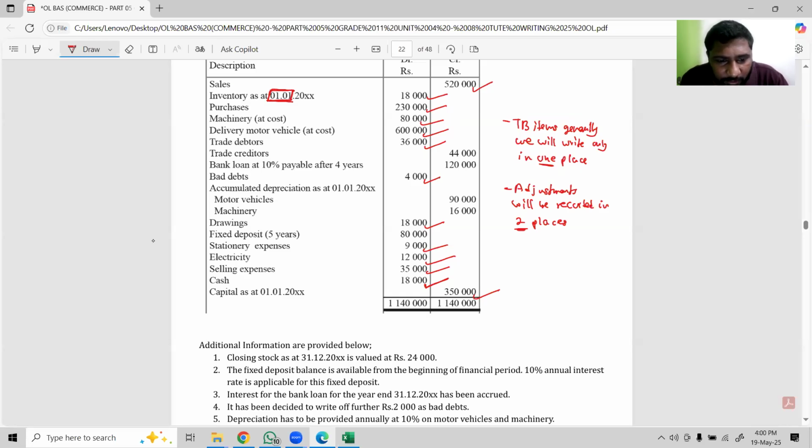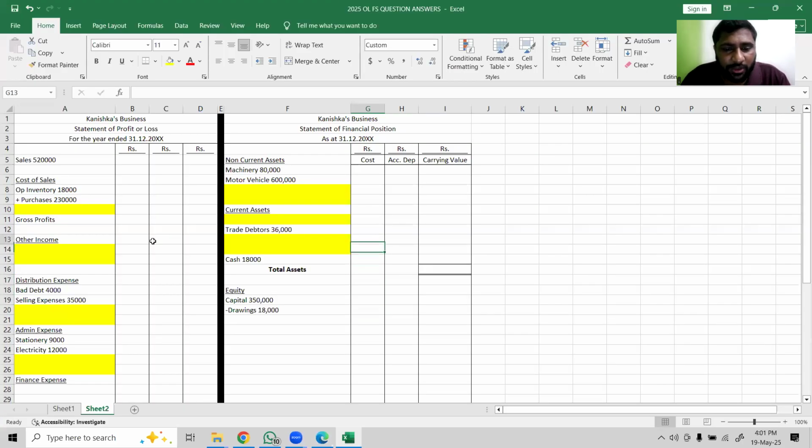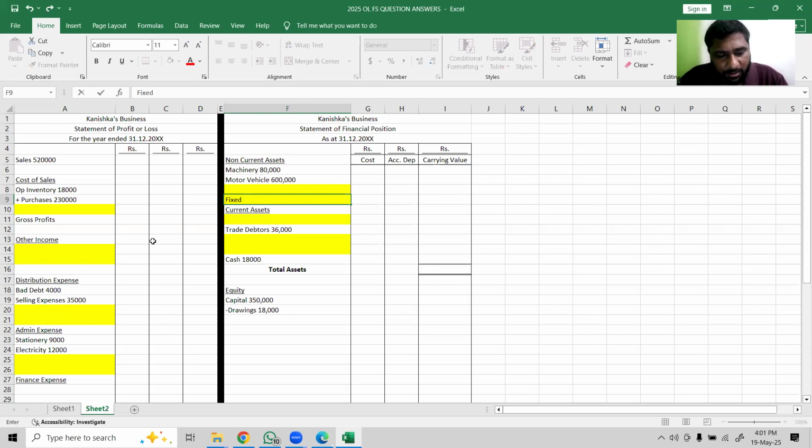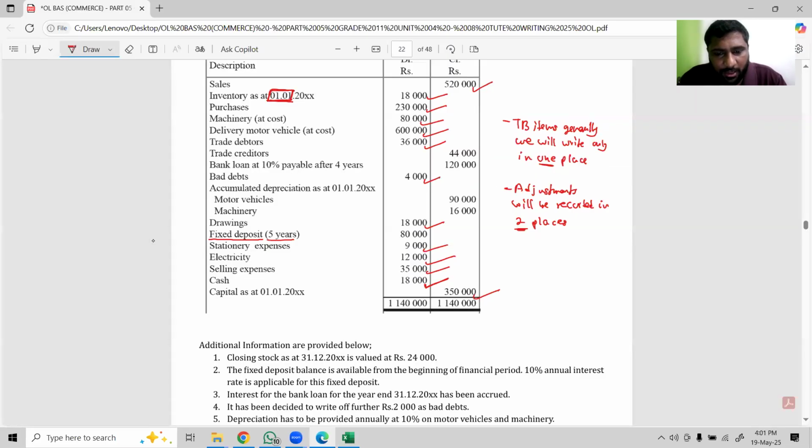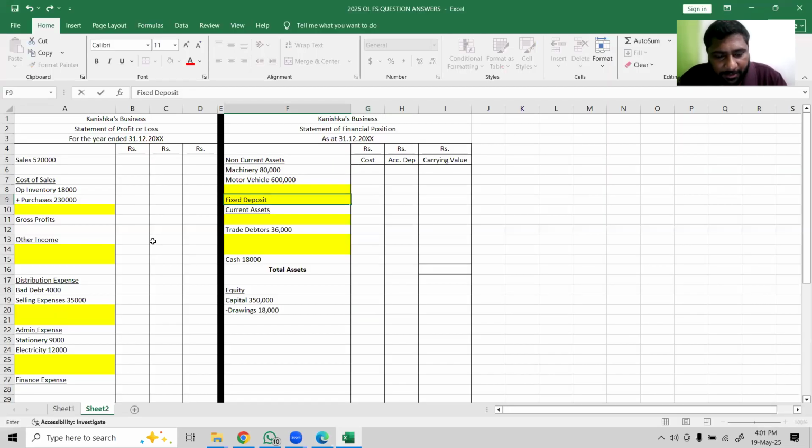I didn't see this one. Fixed deposit is there. It's a non-current asset. Fixed deposit is a non-current asset, a 5-year fixed deposit. So we'll go and write that one also. Go to the non-current assets. Fixed deposit. I missed it. 80,000. Good thing I kept some space.